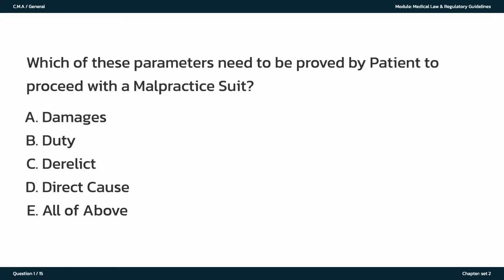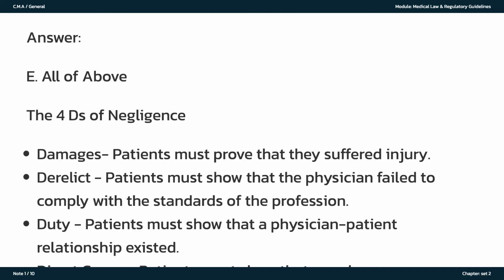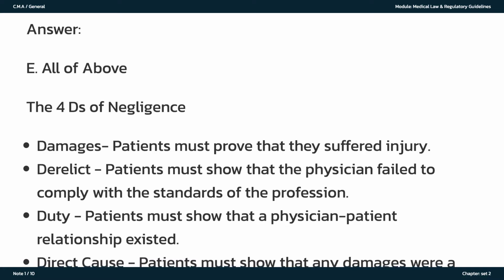Which of these parameters need to be proved by the patient to proceed with a malpractice suit? A. Damages. B. Duty. C. Derelict. D. Direct cause. E. All of above. The answer is E. All of above.